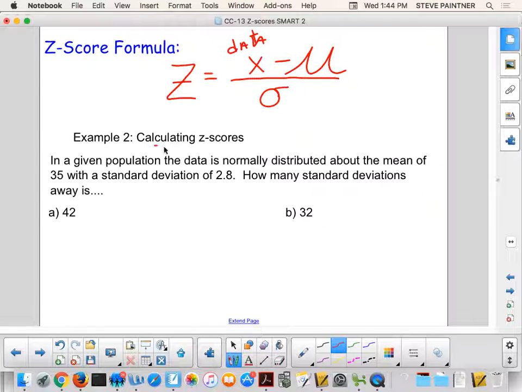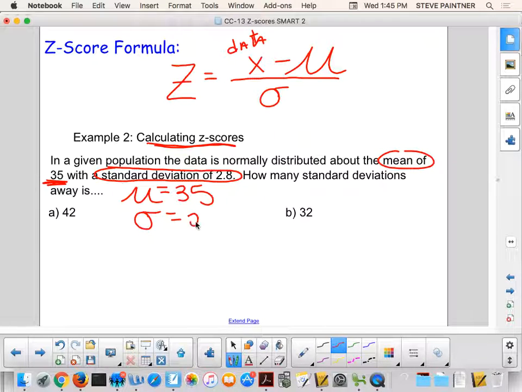Okay, here we go. We're going to calculate some z-scores. In a given population, the data is normally distributed with a mean of 35. Once they start giving you some information, you might as well start putting numbers down. The average of the population is 35. Standard deviation is 2.8. How many standard deviations away is 42? Well, calculate the z-score because that's what a z-score tells us. How many standard deviations away from the mean? So what is the z-score on a 42? What are you going to plug in? 42 minus 35 over 2.8.